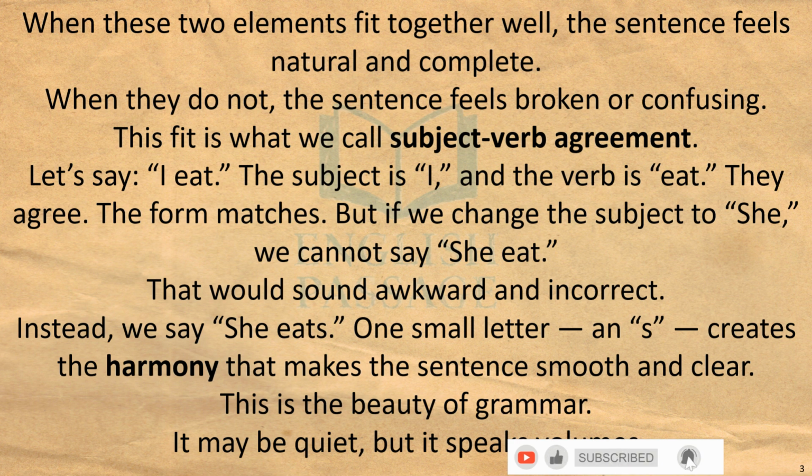Let's say, I eat. The subject is I and the verb is eat. They agree. The form matches. But if we change the subject to she, we cannot say she eat. That would sound awkward and incorrect. Instead, we say, she eats. One small letter, an S, creates the harmony that makes the sentence smooth and clear. This is the beauty of grammar. It may be quiet, but it speaks volumes.